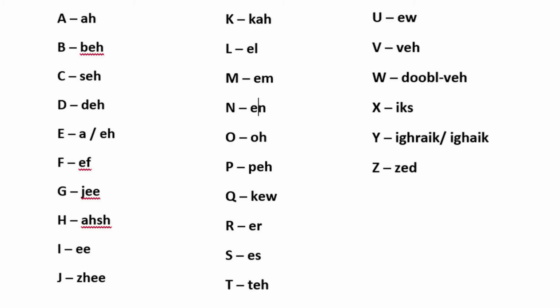Today I am going to teach you French alphabets. So, letter A is A. B is B. C. D. E is "euh". Then F. G. H. I. J. K. L. M. N. O. P. Q. R. S. T. U. V. W. X. Y. Z. Okay? These are the ABCDs alphabets of French.